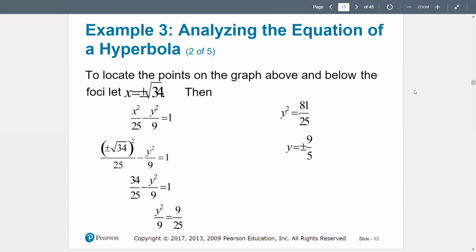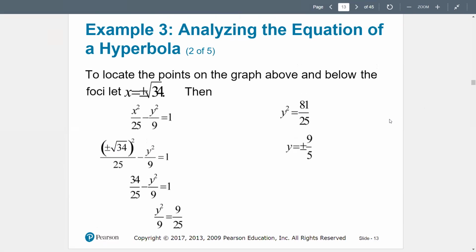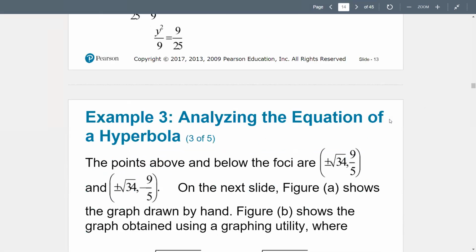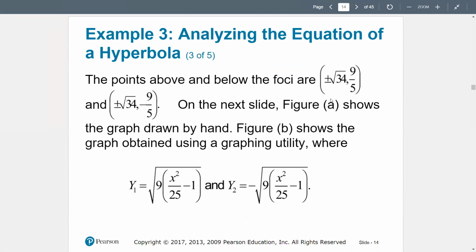So we now have to locate the points above and below the foci. They're going to use plus or minus the square root of 34 because we want to know what's above and below it. So we end up getting 9/5 and negative 9/5. And again, we have to use two functions in order to graph.